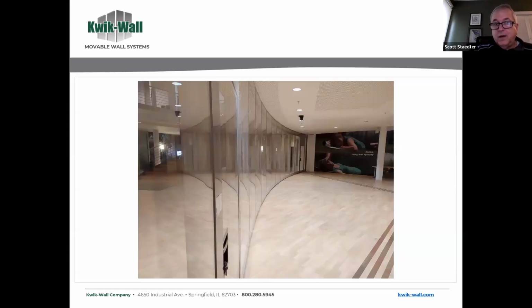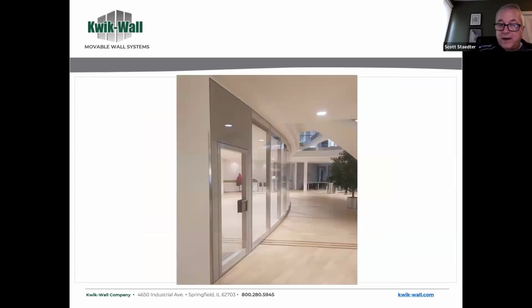Here's another one where it really is accentuated because this is on a curved radius. And so it just looks like it's solid glass all the way around. And here's another view from that other side. You can see that there's a vertical here, but it's very, very clean. The glass is a very, very clean look.